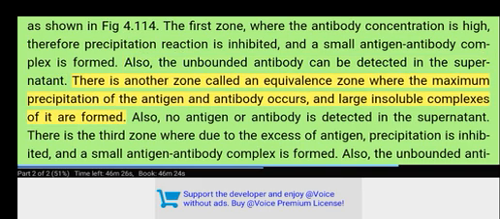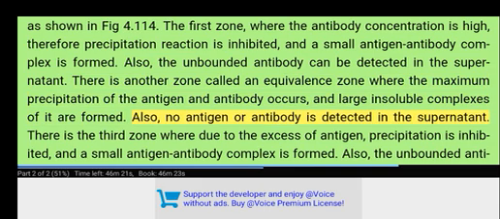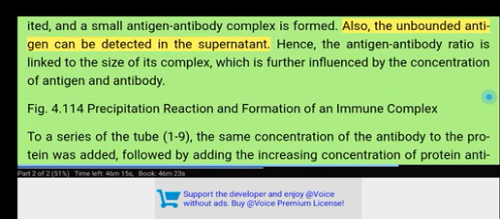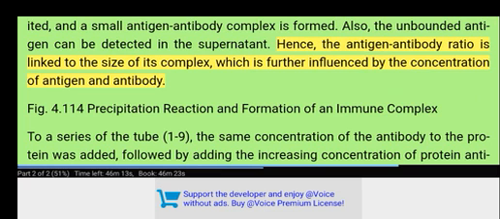There is another zone called the equivalence zone, where maximum precipitation of the antigen and antibody occurs, and large insoluble complexes are formed. Also, no antigen or antibody is detected in the supernatant. There is a third zone where, due to the excessive antigen, precipitation is inhibited, and a small antigen-antibody complex is formed. Also, the unbound antigen can be detected in the supernatant. Hence, the antigen-antibody ratio is linked to the size of the complex, which is further influenced by the concentration of antigen and antibody. Figure 4.114 precipitation reaction and formation of an immune complex.